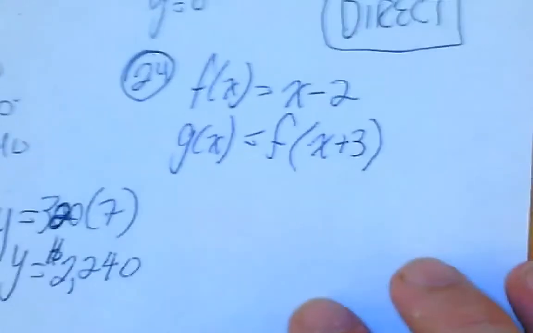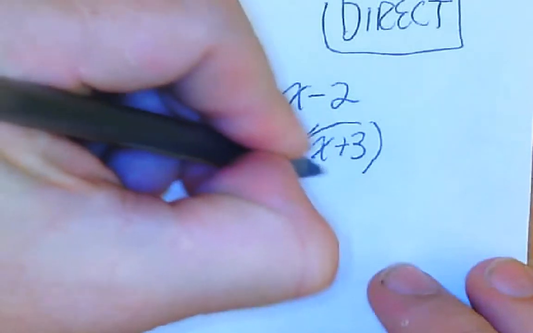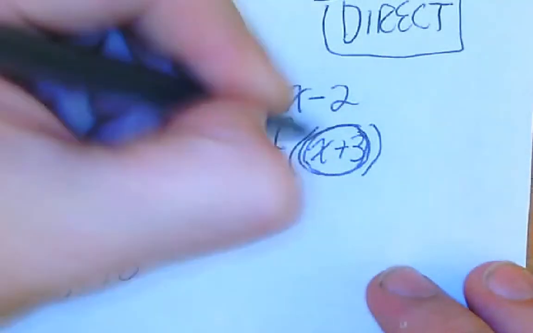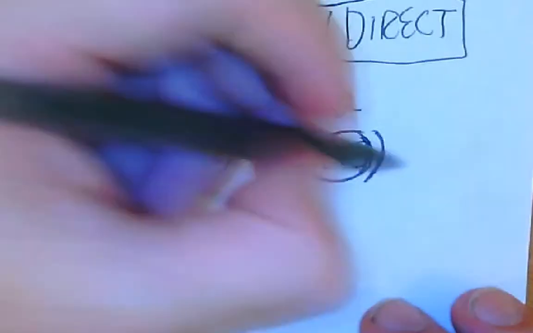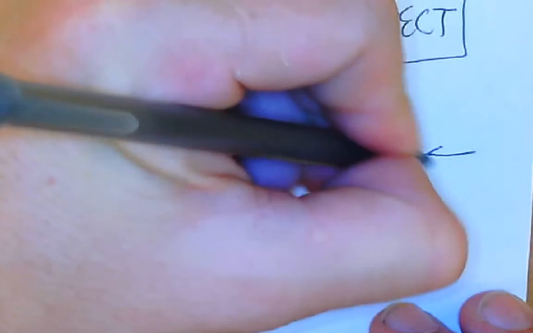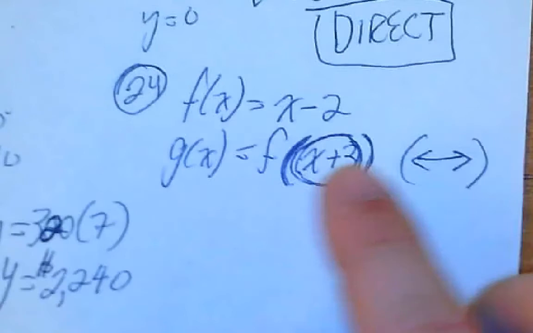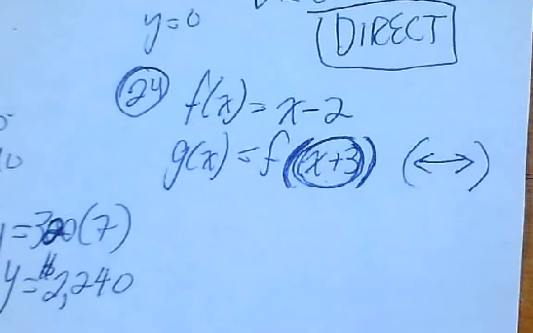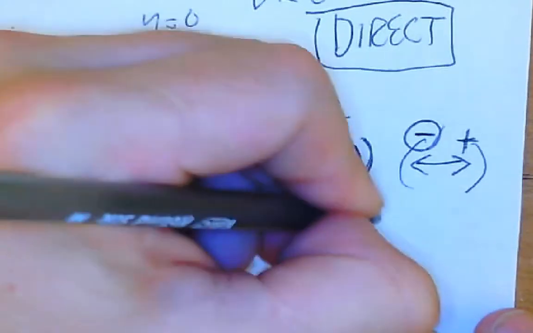So to talk about the transformation, we look at our numbers here, and we see that we're moving inside of the grouping. So we know that it's going to go side to side. We also know that it has a positive 3, and we need to do the opposite. So instead of going over here to the positive right, we need to go over here to the left. So this is going to be left 3 units.